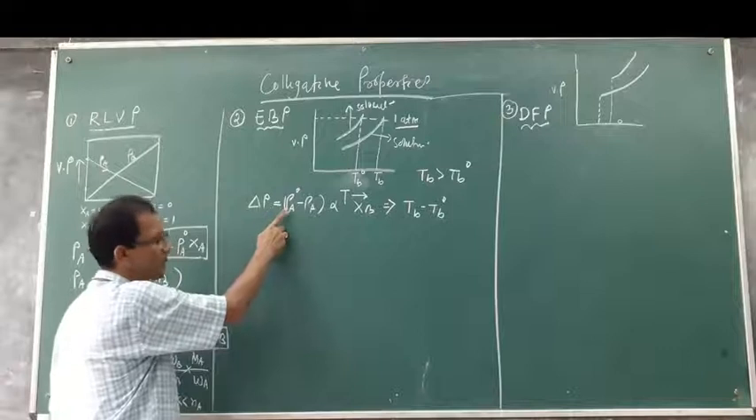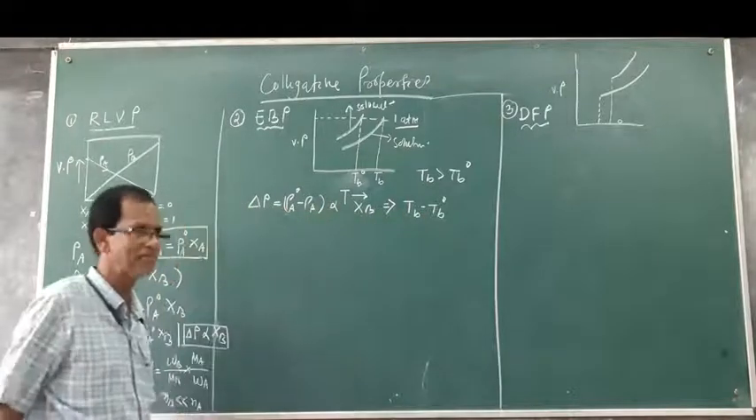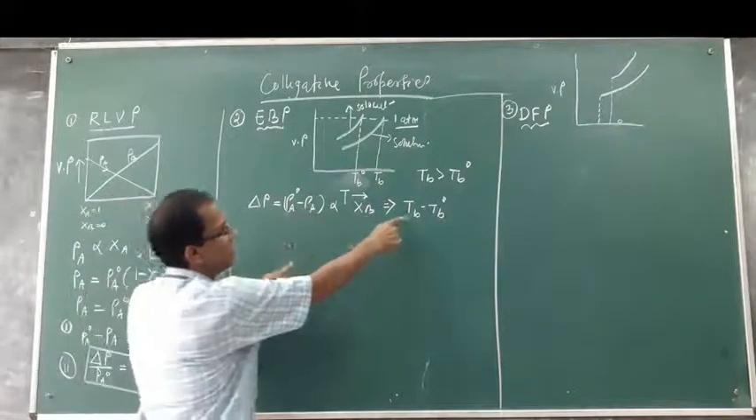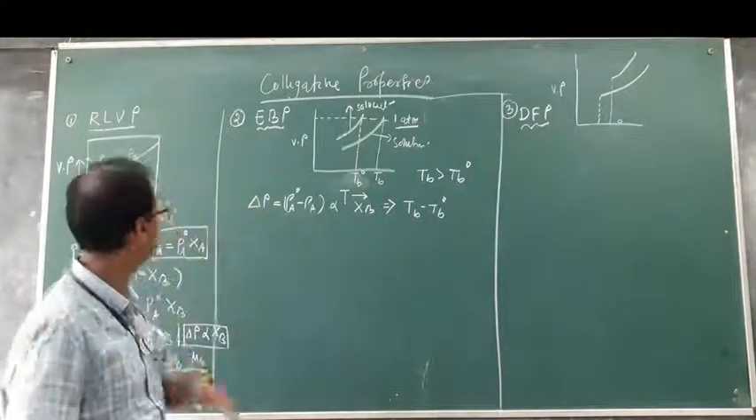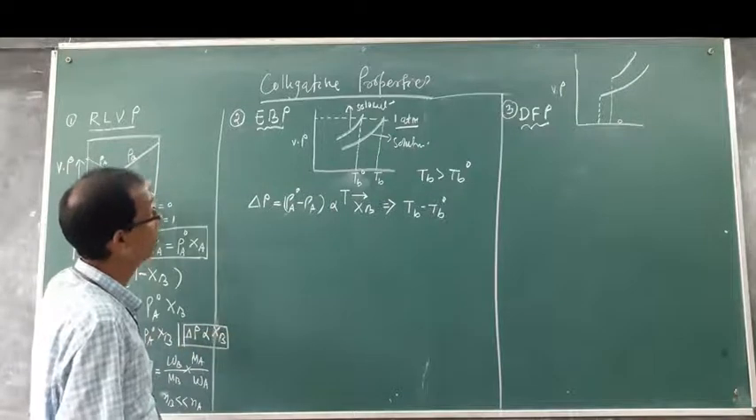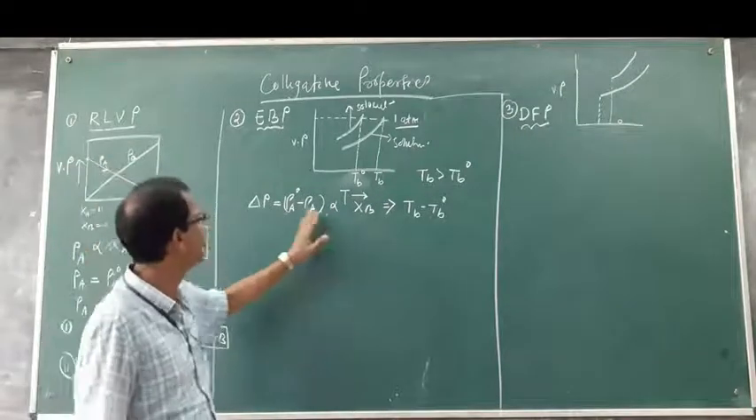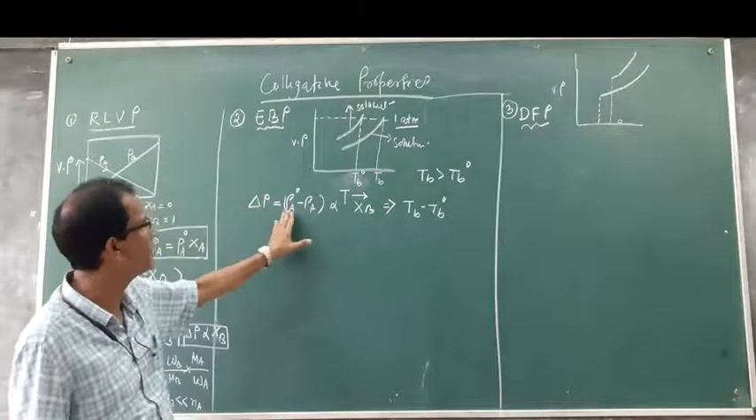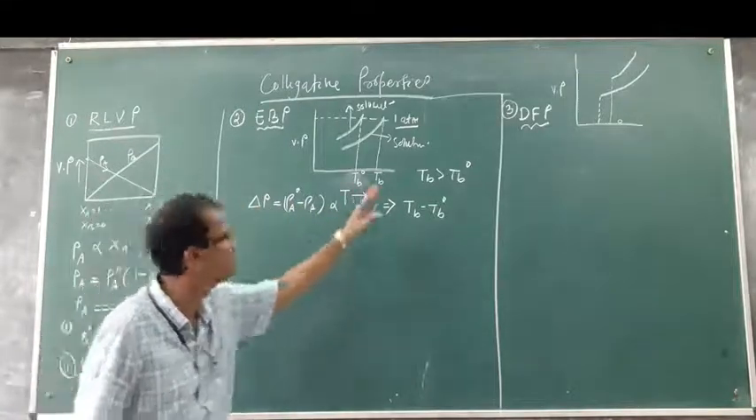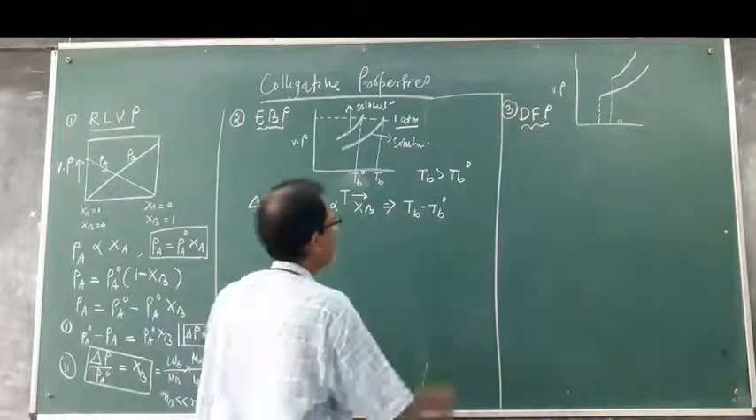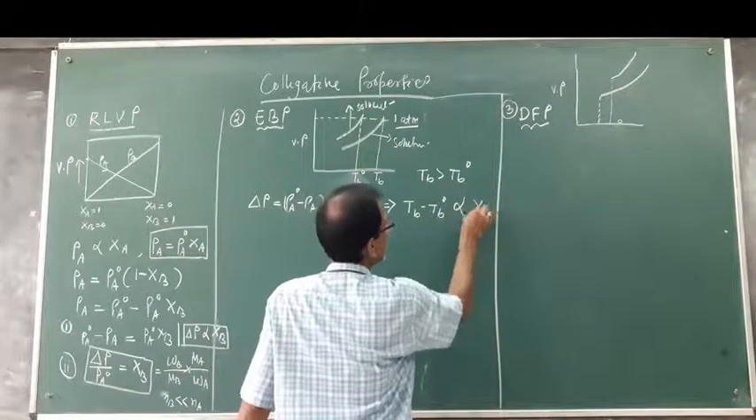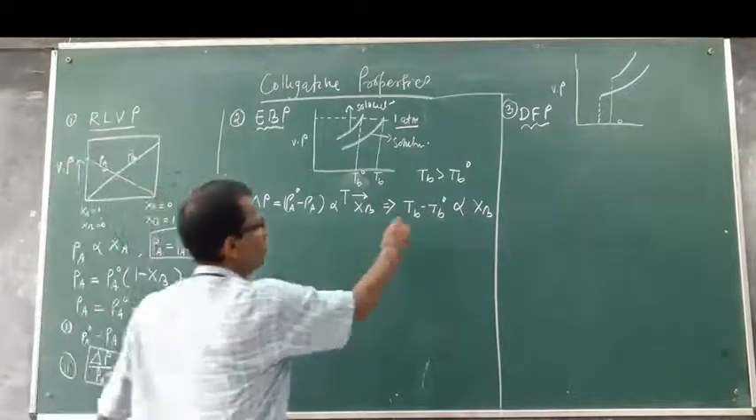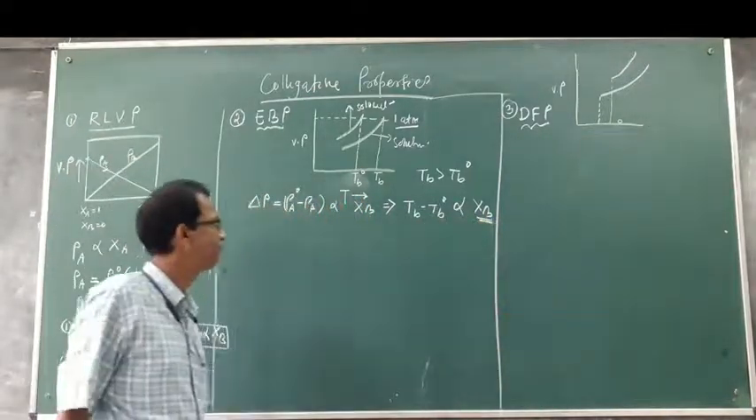PA naught more means TB naught will be less. So, PA is less means TB will be more. Just opposite, vapor pressure and boiling point. So PA naught minus PA is directly proportional to IB. Now PA naught minus PA can be written as TB minus TB naught, because both are related to IB.